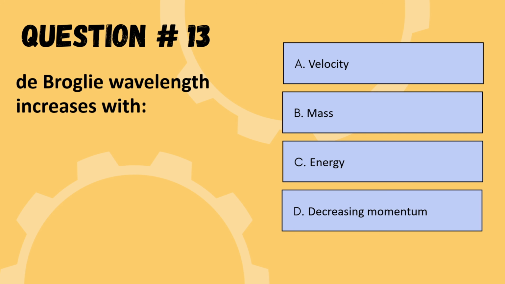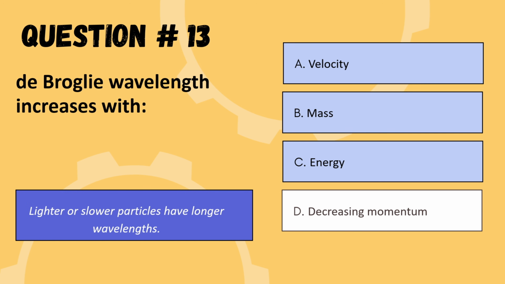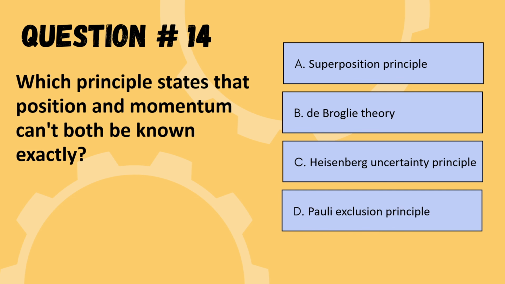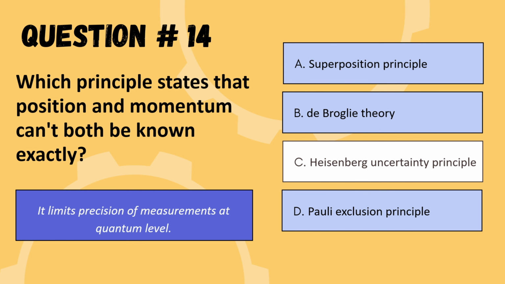Next question is, de Broglie wavelength increases with. Options are velocity, mass, energy or decreasing momentum. So the correct option is option D, decreasing momentum. So we are moving to the next question. Next question is, which principle states that position and momentum can't both be known exactly? Options are superposition principle, de Broglie theory, Heisenberg uncertainty principle or Pauli exclusion principle. So the correct option is option C, Heisenberg uncertainty principle. So we are moving to the next question.